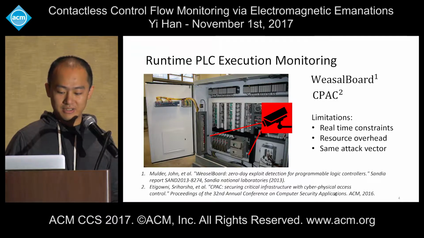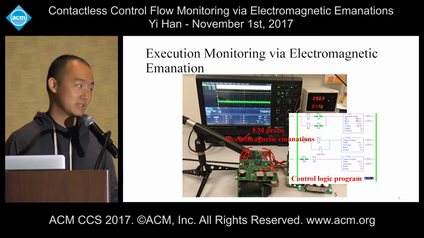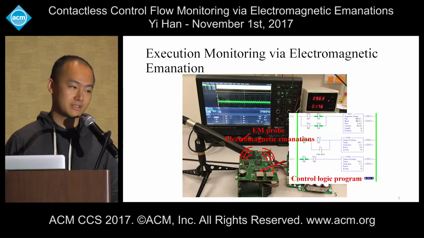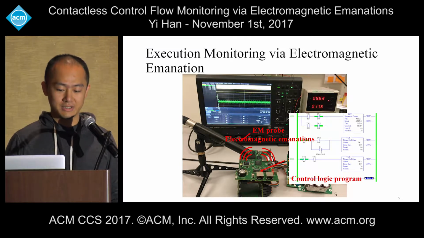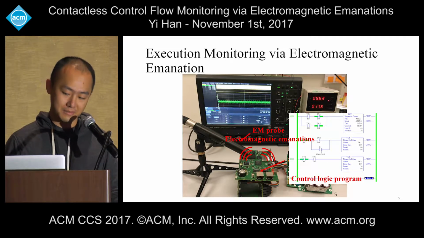These EM emanations of digital devices have been studied before in various applications, for example, to break cryptographic algorithm implementations, or to profile program executions. And most related to our work is tracking the executions of the program.